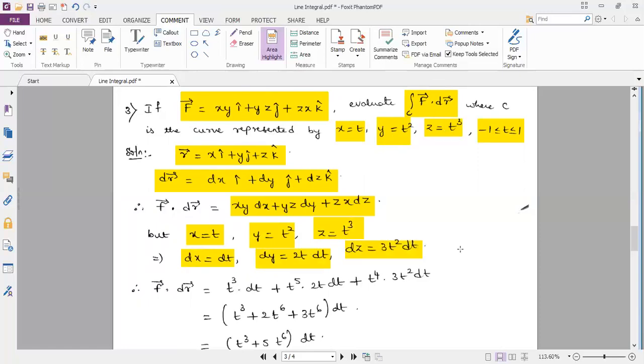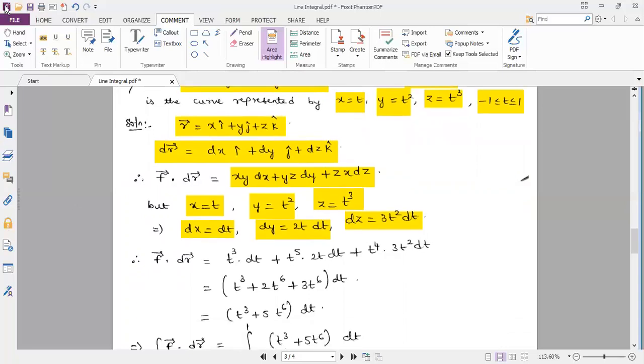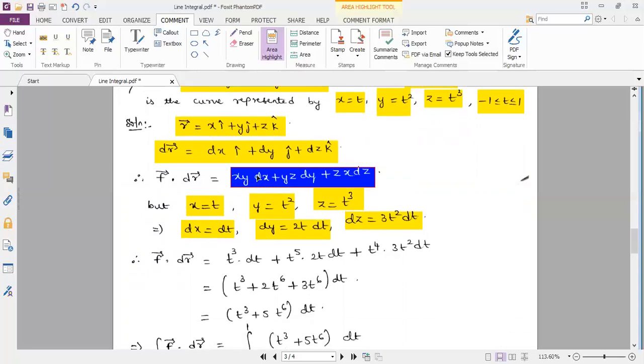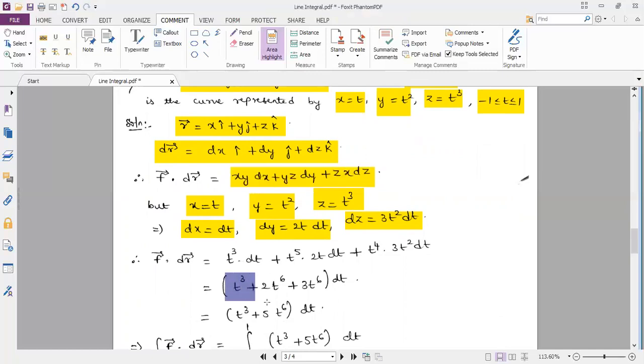Now evaluating F dot dr, we get this expression, substituting in the above equation, that is xy dx plus yz dy plus zx dz. When we substitute all the values, we get this expression. Taking dt common, we get t cube plus 2t power 6 plus 3t power 6 dt. Adding the like terms, it is t cube plus 5t power 6 dt.